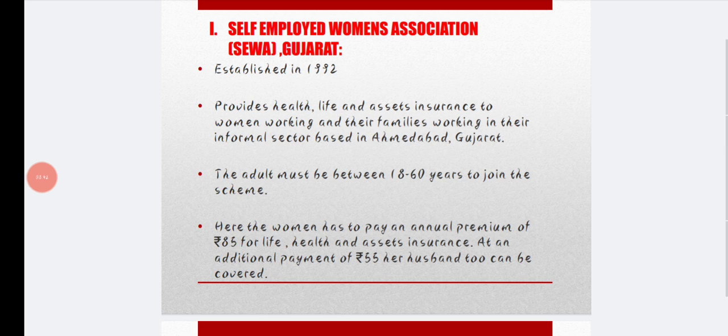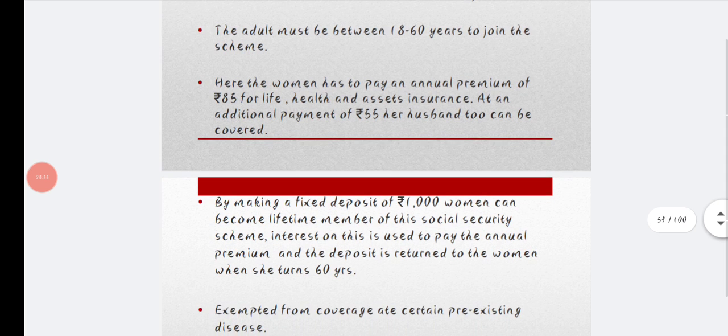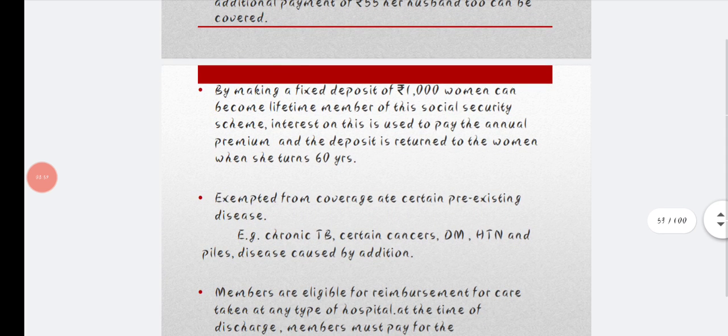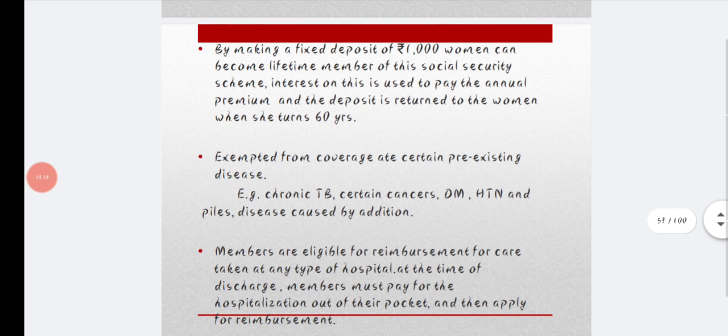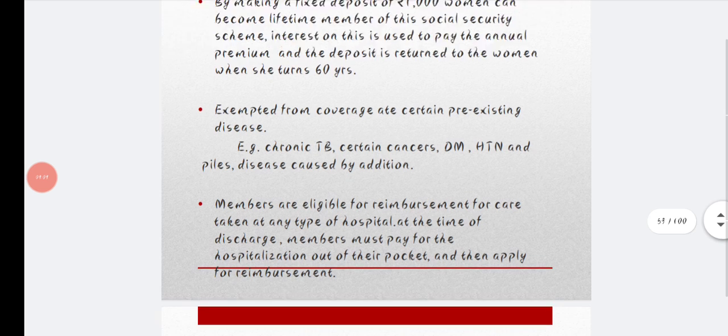The adult must be between 18 to 60 years to join the scheme. Here the woman has to pay an annual premium of 85 per life, and if the husband is there, an additional 55 can be recovered. So which diseases will be covered under this? Chronic TB, certain cancers, diabetes mellitus, hypertension and piles, and diseases caused by addiction.